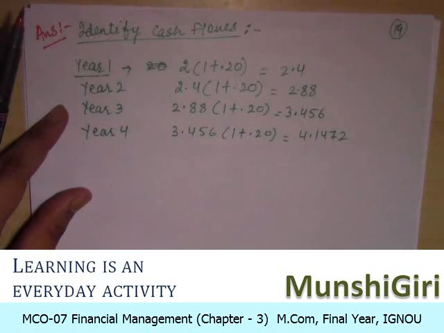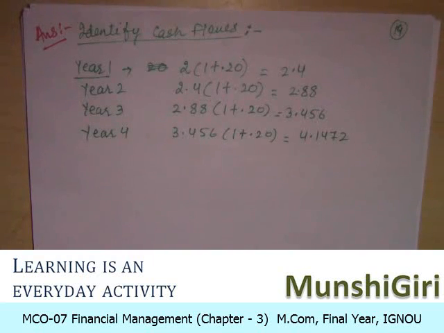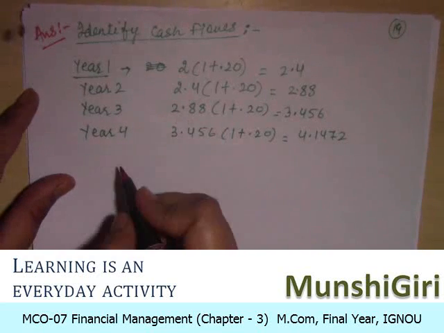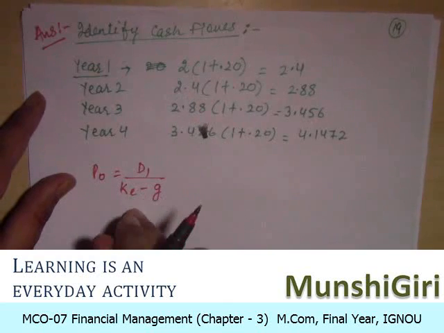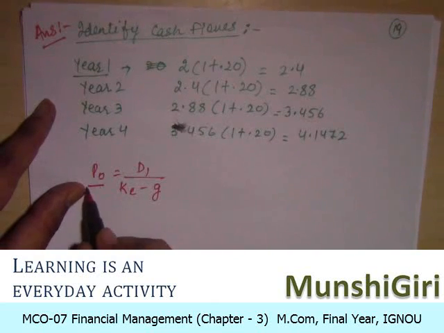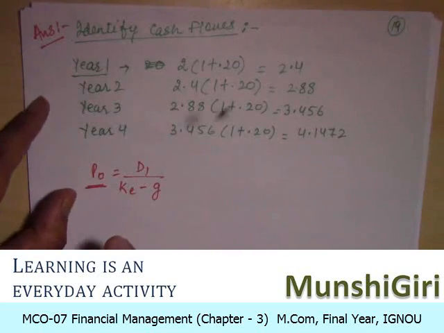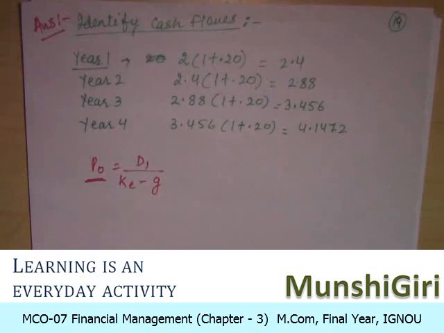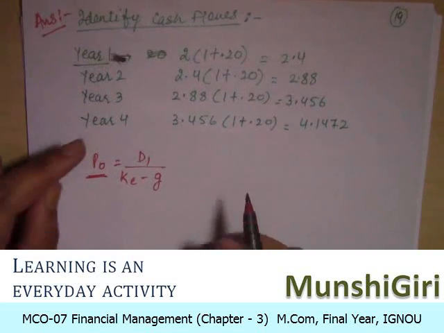Now after this, the growth rate becomes constant. That is, we'll continue to receive dividends for the foreseeable future. We'll calculate the present value of all the dividends we are going to receive in the future using the formula that we wrote on the last page. What was that? P0 is equal to D1 upon KE minus G. P0 is the present value today, and what we are calculating here is the present value of all the dividends that we are going to receive in the future from this share.